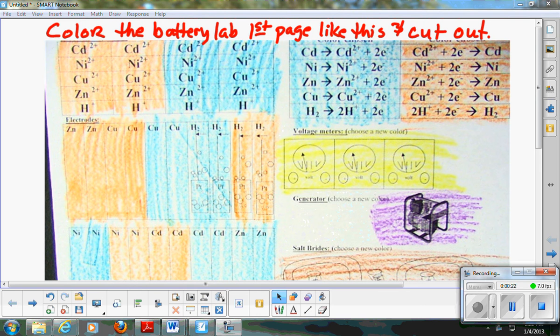Now you don't have to use the exact colors, you don't have to use orange and blue, you can use red and yellow, it doesn't matter. But for the two colors that I've got, orange and blue, that's what you need to do with that area, so whatever two colors you choose there. Then the voltmeter is a different color, the generator a different color, and the salt bridge is a different color. Okay, do that, pause this. When you get that done and cut out, turn the video back on.